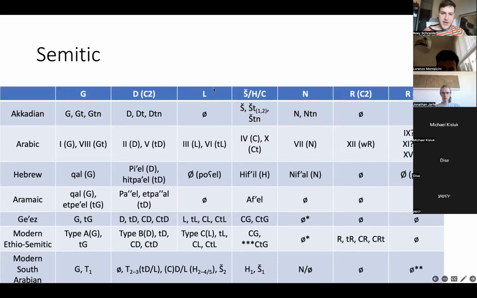I did not talk about the L's. So in Arabic, this is just the third form, fa'ala, and the sixth form, tafa'ala. It does not really occur in Hebrew, but there is po'el in some verbs, usually the geminate verbs. Aramaic does not have this. And in Ge'ez and modern Ethio-Semitic, of course, a very wide system. This is called type C in modern Ethio-Semitic. For example, barrek, like Arabic baraka.